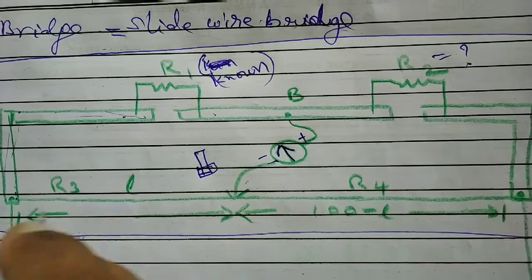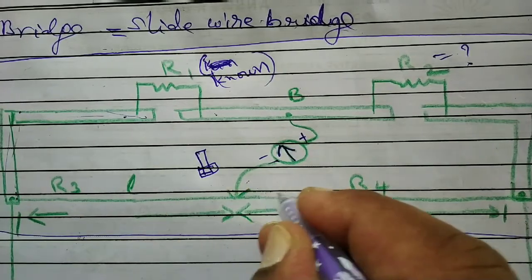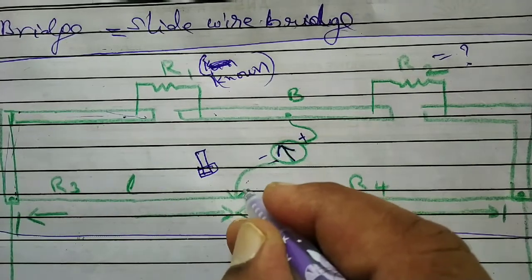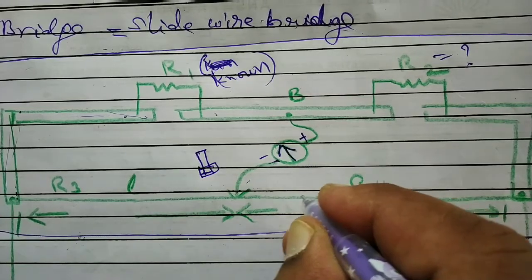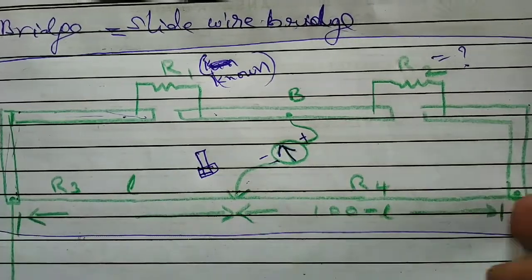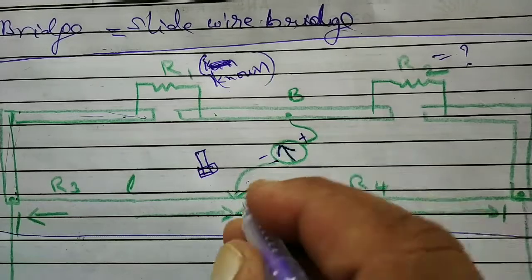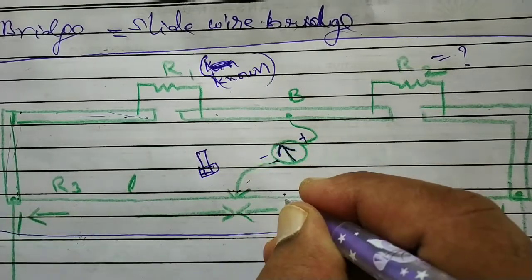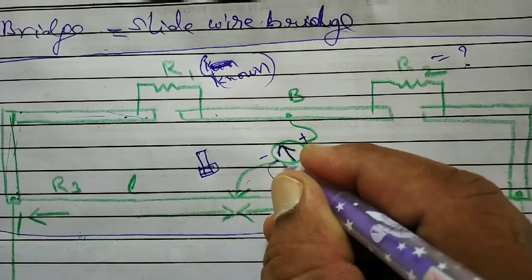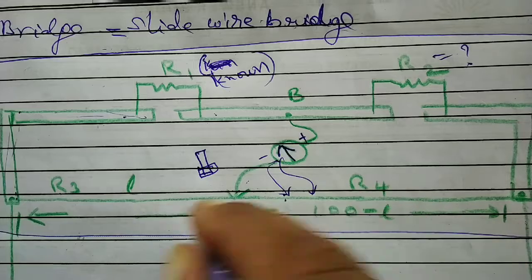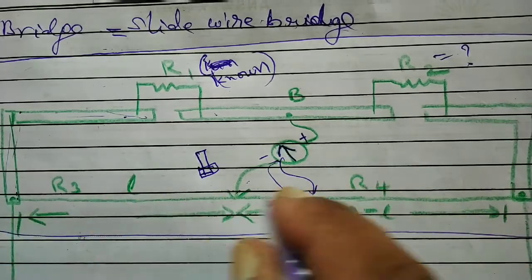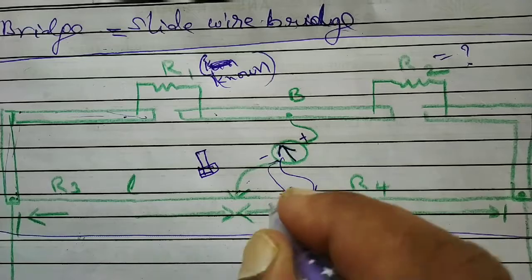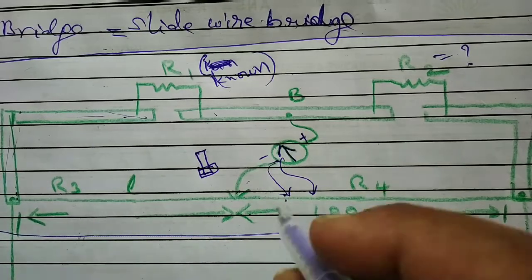On the A to C wire, the jockey can be kept in contact wherever we want. It is not permanent contact. The jockey can be kept in contact with any point from A to C, temporarily. The jockey can be brought like this. The jockey can be kept in contact at any point on the wire A to C. It can be slid anywhere.